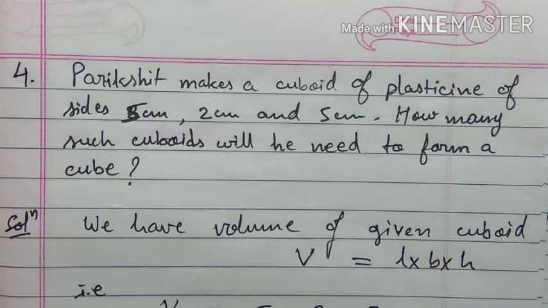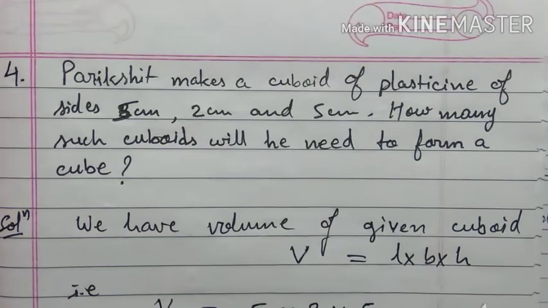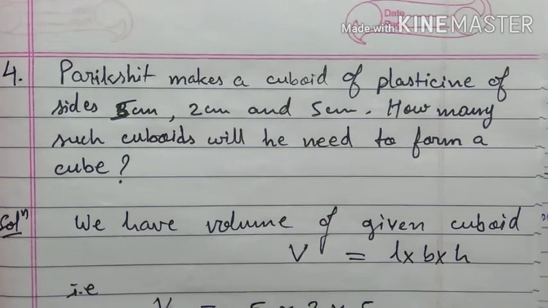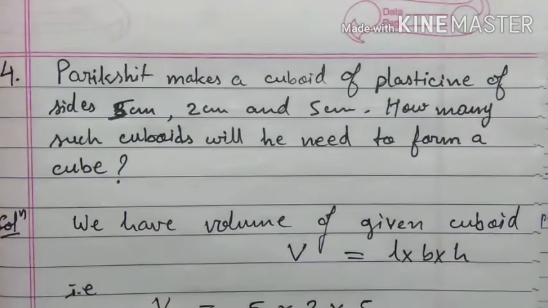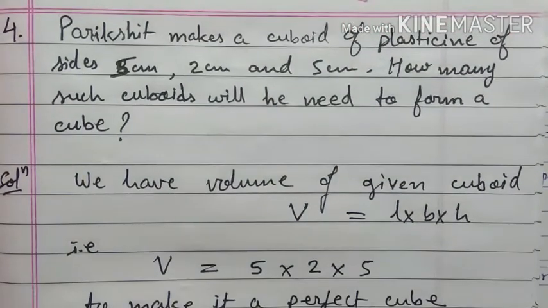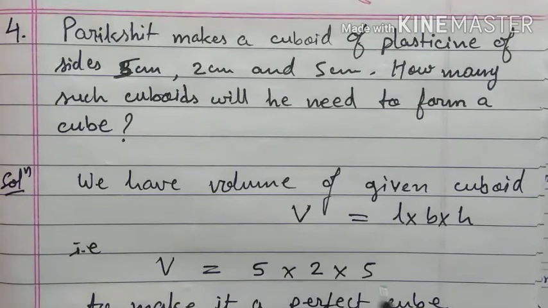For that, first of all, we will find out the volume of the given cuboid. The volume of the given cuboid is length into breadth into height. So 5 centimeter, 2 centimeter and 5 centimeter are the length, breadth and height respectively. So we may write volume is equal to 5 into 2 into 5.